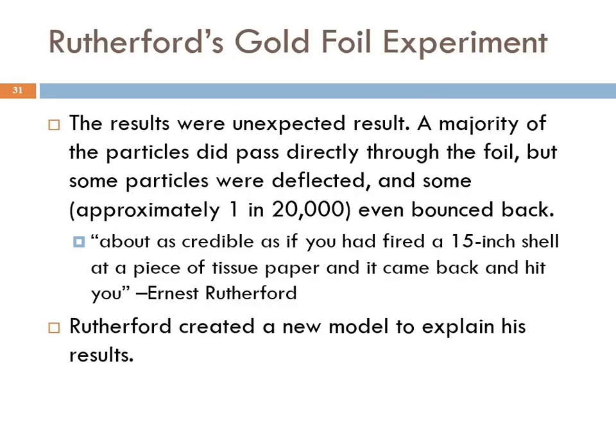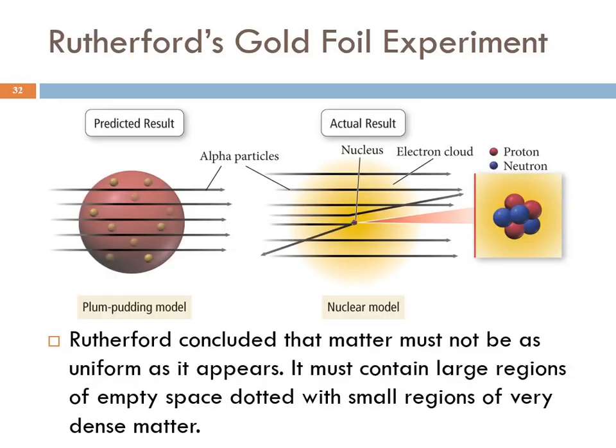So what do you do? You come up with a new model to explain the new results. And that's what he did. So this was his plum pudding model, the predicted result going straight through. Based on the results of this experiment, he came up with a nuclear model. He concluded that matter cannot be as uniform as it appears. It must have large regions of empty space and small regions of very dense matter. So he proposed that there is a nucleus.